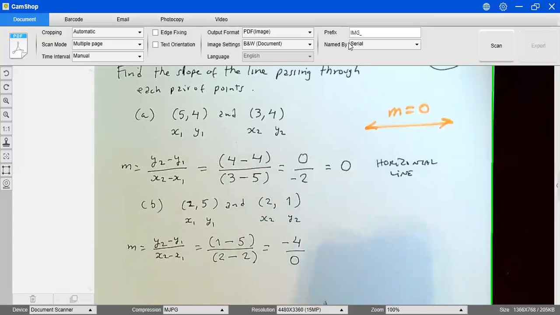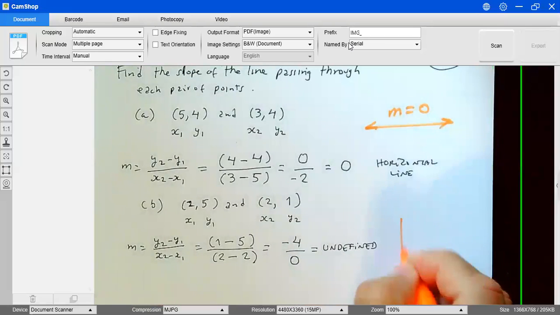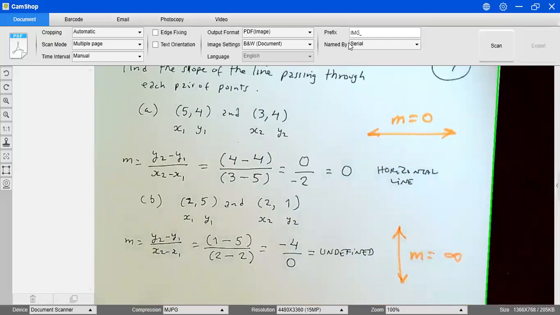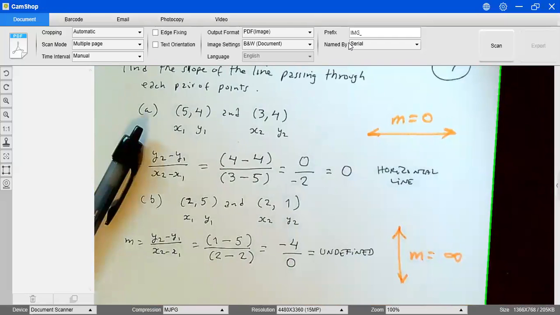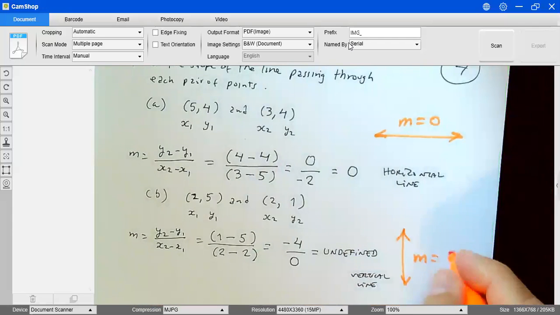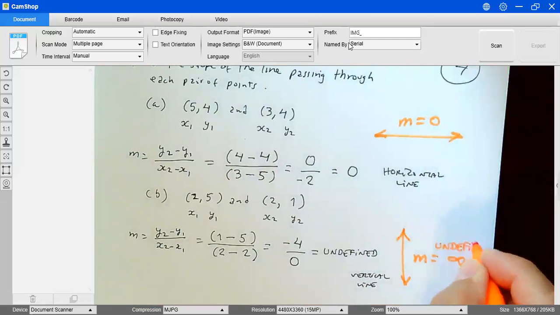Now we have the case where the denominator is 0. Anytime that your denominator is 0, the answer is undefined. And what kind of line is this? This is a vertical line. When you get the slope equals infinity or undefined, then the line is vertical. So this is a vertical line. So m is undefined.